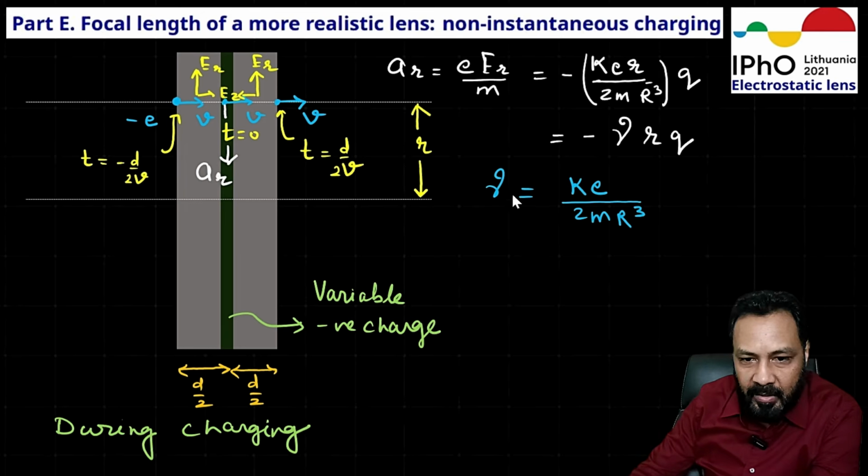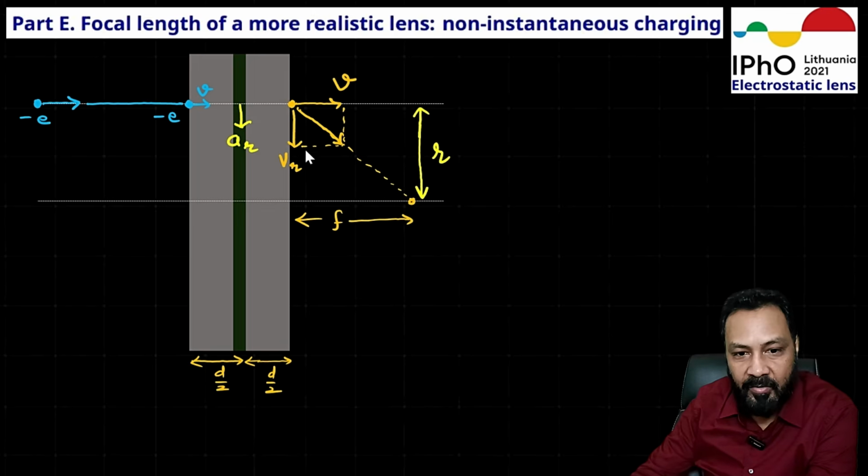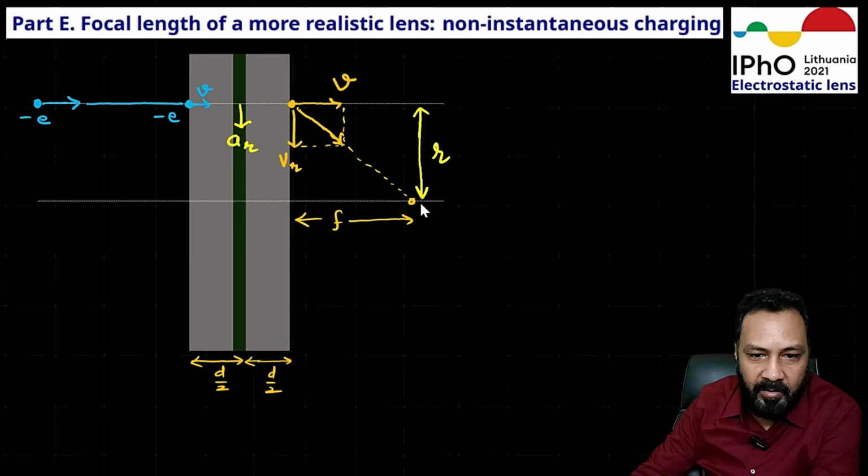So gamma is that thing. Now go to next page. That electron is going like that with energy E, velocity V. It enters here, and because of the electric field it has acceleration in the downward direction. Because of that it has got a radial velocity, and this velocity is almost unchanged. And then finally it is focused here, the focal length is F.